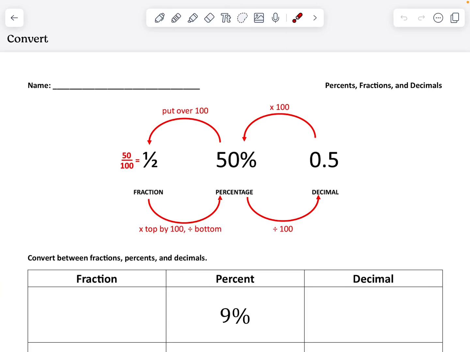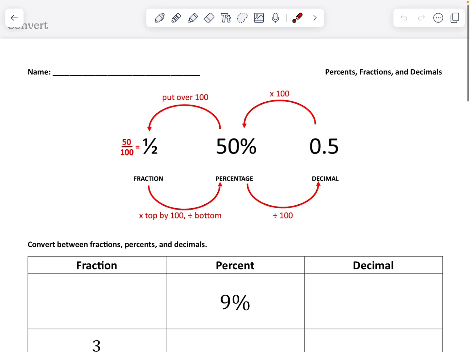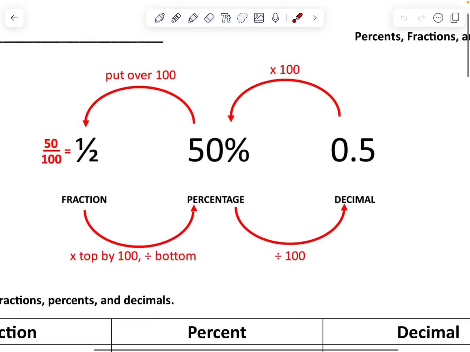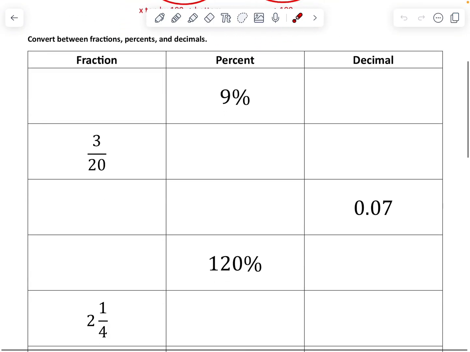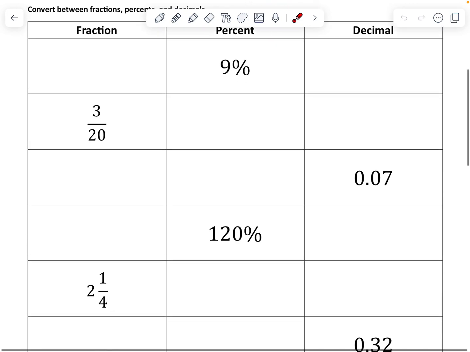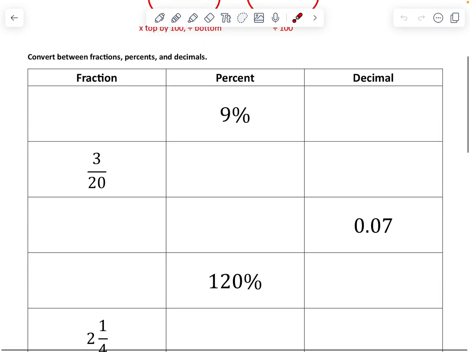Today we are reviewing percents, fractions, and decimals. So we learned about converting between these three things last class, and so now we're just going to review again, and then we're going to do an activity afterwards. So you can see up here that there's some hints that you can use if you need to. As you work on the activity later in the class, make sure you refer back to this, okay? It will help you, I promise.